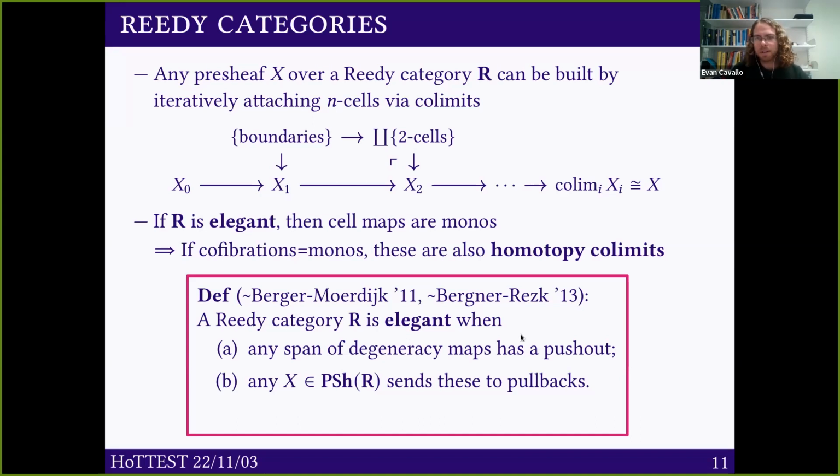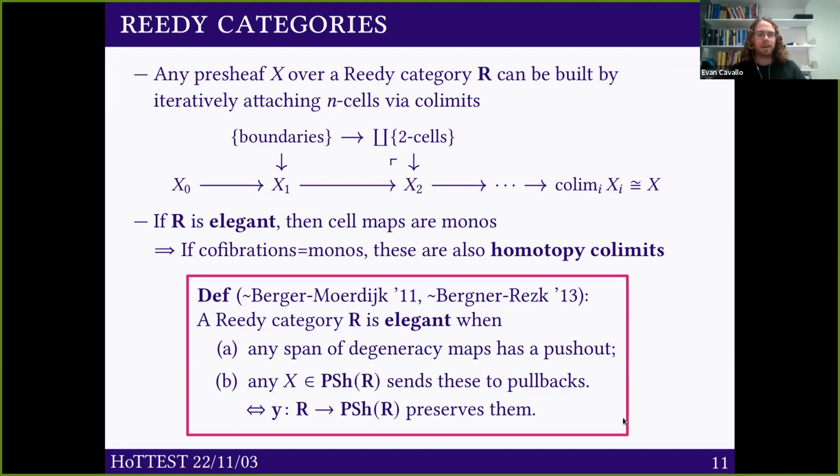So a Reedy category is elegant, and this appears as Eilenberg-Zilber category in Berger and Moerdijk's paper, and then as elegance in Bergner-Osorno's paper, with slightly different definitions that I'm kind of glossing over the differences between. So there are these two conditions, which I'll give an example of in a second. First, any span of degeneracy maps has a pushout, and any presheaf over the category, which is a functor from R up to set, sends those pushouts to pullbacks. And an alternative characterization of this second condition is that the Yoneda embedding preserves these pushouts.